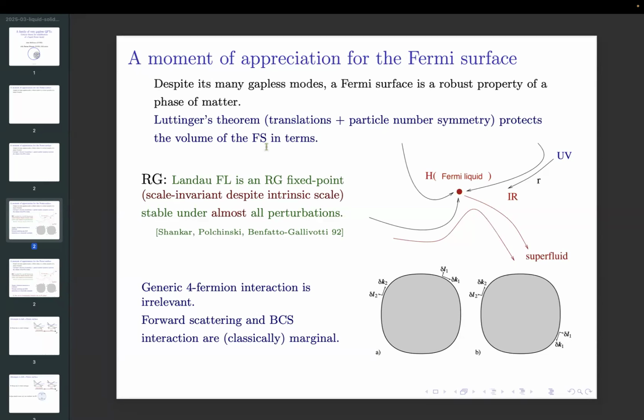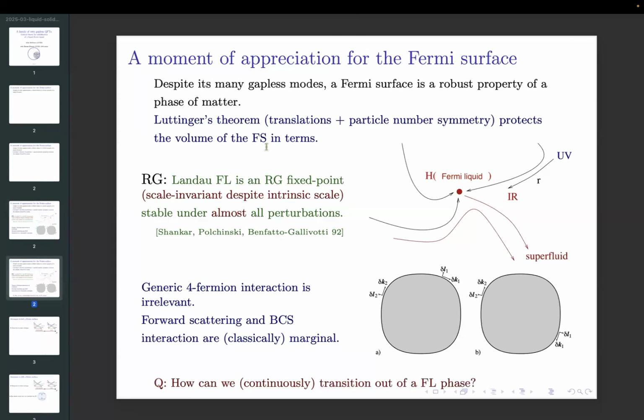Right. So one way in which we know we can kill it is by breaking the particle number symmetry. That is, it can become a superconductor, and indeed the one direction in which it's unstable is to becoming a superfluid. But the fact that it is only this one direction, only marginally relevant, is really quite a remarkable thing. The generic four Fermi interaction is irrelevant, and only very special four Fermi interactions, namely forward scattering, where the set of momenta that come in is the same as the set of momenta that go out, are marginal. Okay, so that was a moment of appreciation for the Fermi liquid, and now let's try to kill it.